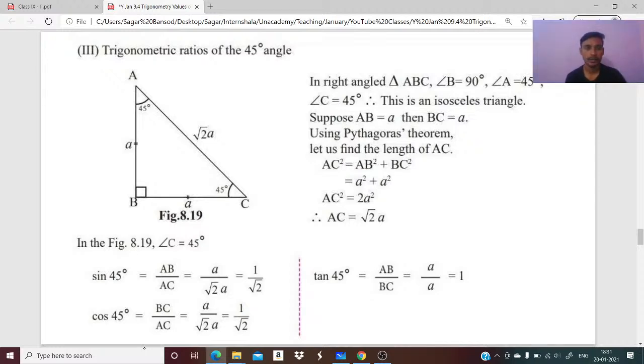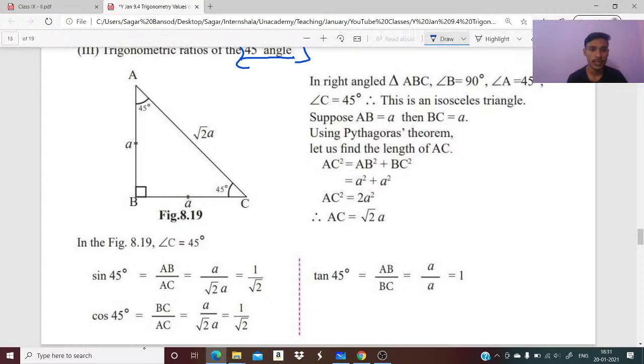Then let me continue. So for the trigonometric ratios of 45 degree angle, let us suppose that you have a triangle just like this, A, B, C, where angle B is 90 degree, and angle A and angle C are 45 degrees.